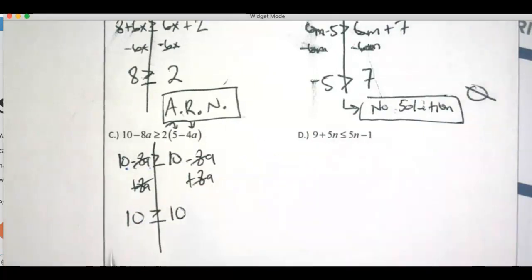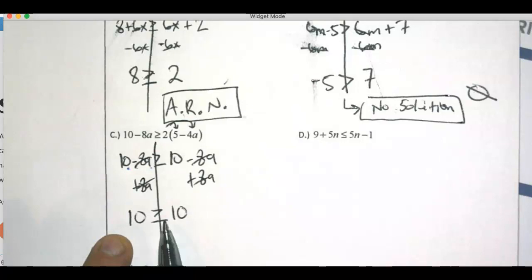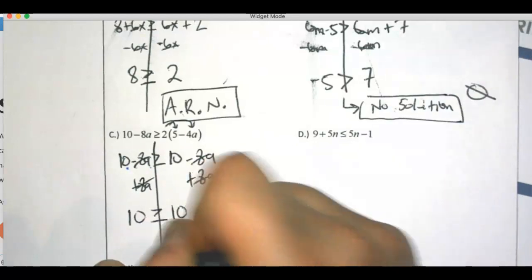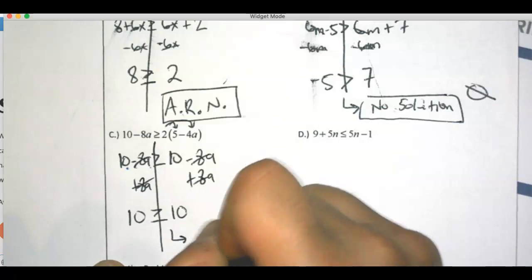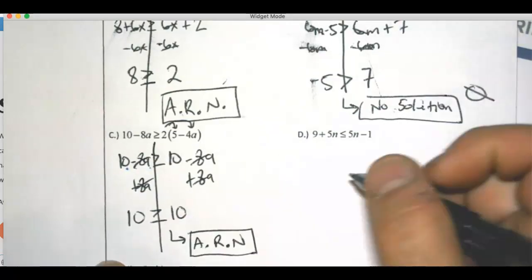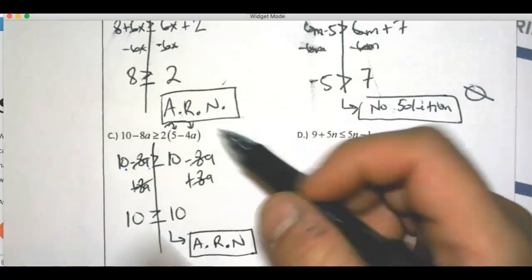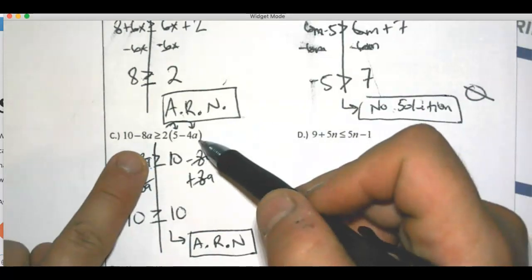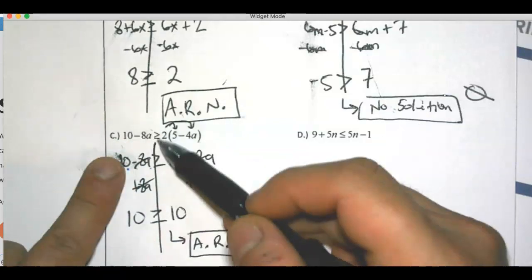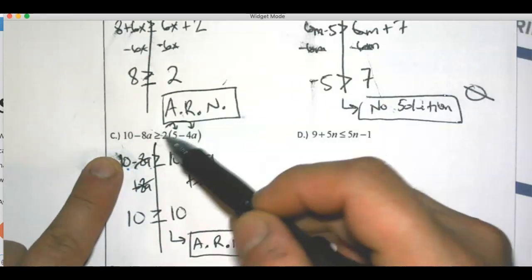And I have this statement, 10 is left on both sides, and it says 10 is greater than or equal to 10. This is true, you guys, because 10 does equal 10. So since this one's true, I'm going to answer all real numbers. Again, true, because 10 does equal 10. So all real numbers, again, what that means is any number you plug in here for a, you'll always get a true statement. You'll always get a number on this side that's greater than or equal to the number on the right.